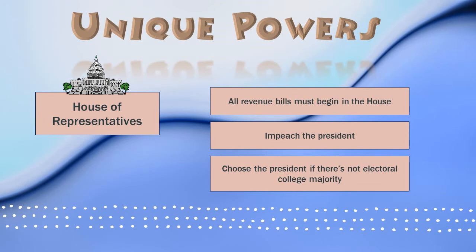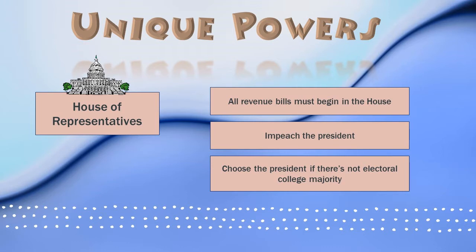It has the power of the purse, meaning all revenue bills must begin in the House. This is very important. As voters, we have the most control over the House of Representatives, so that's where all revenue bills have to start. That means taxes. That means we as voters have a lot of control over the people who are passing laws about our taxes.